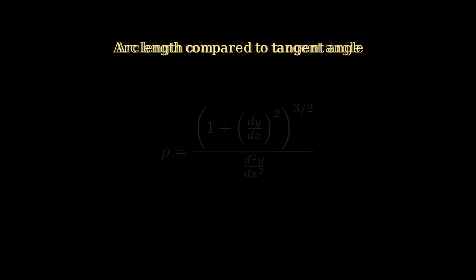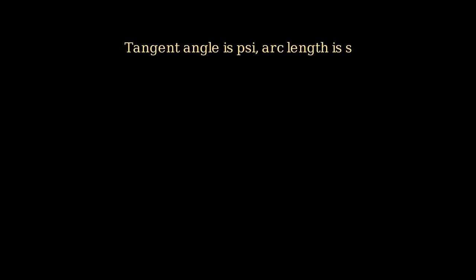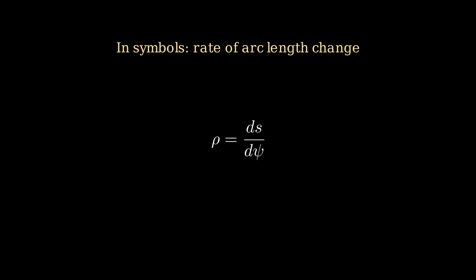An intrinsic equation relates the arc length along a curve to the angle the tangent line makes at that point. The tangent angle is usually called psi, and the arc length is usually called s. In symbols, the radius of curvature also equals ds by d psi, which is the rate at which arc length changes as the tangent angle changes.